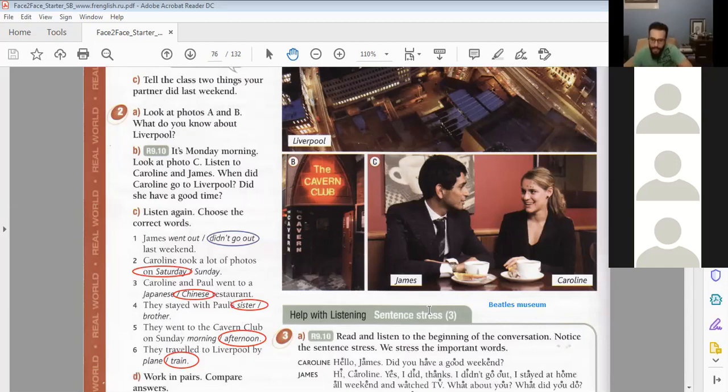They have a museum in Liverpool, and the Cavern Club. This is the first place they played music before they became famous.